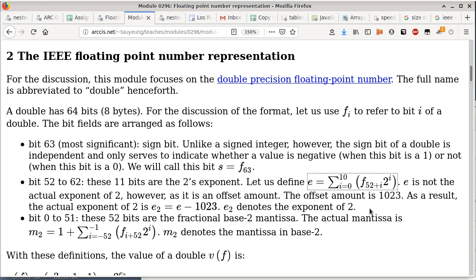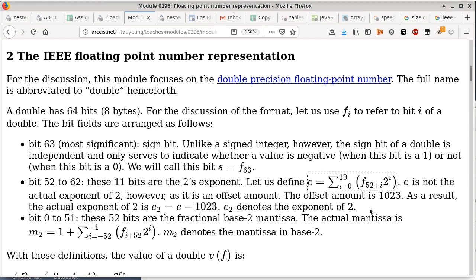Are we good so far? Okay. But that is not the end of the story, unfortunately. Can e be negative? Just look at the term here. Is there any subtraction involved? No. And can any of these terms inside each product be negative? No. So that means e itself is non-negative. It is an unsigned interpretation of those 11 bits, bit 52 to bit 62. Are we good so far?